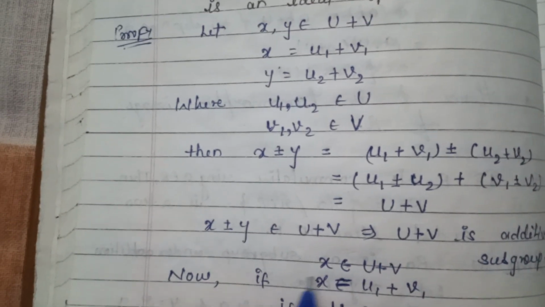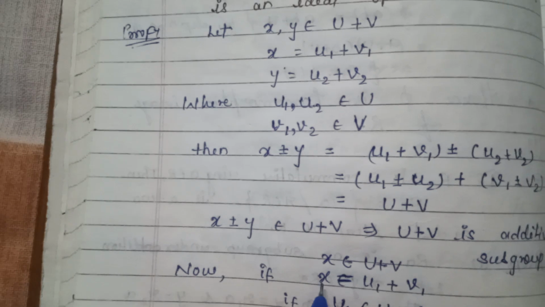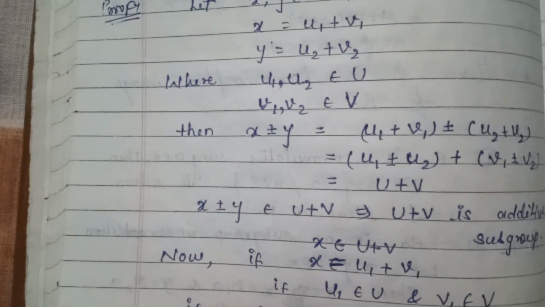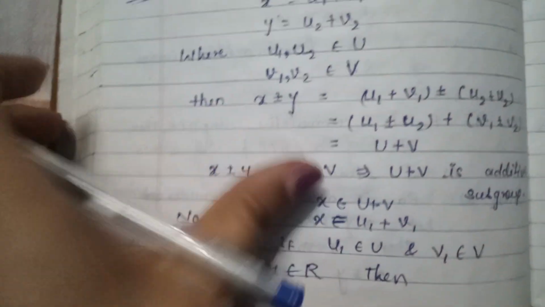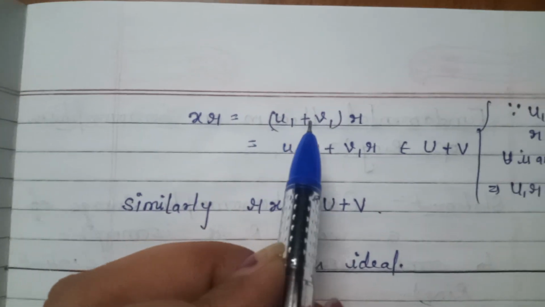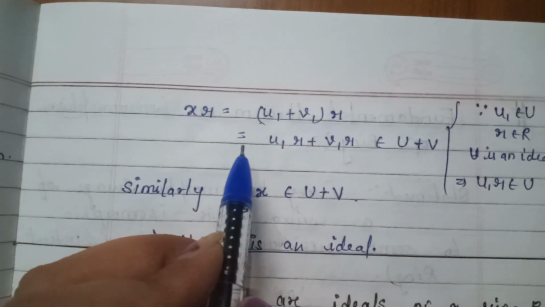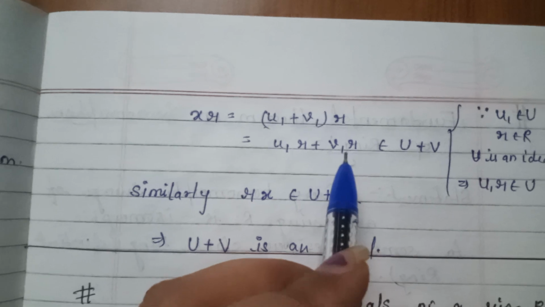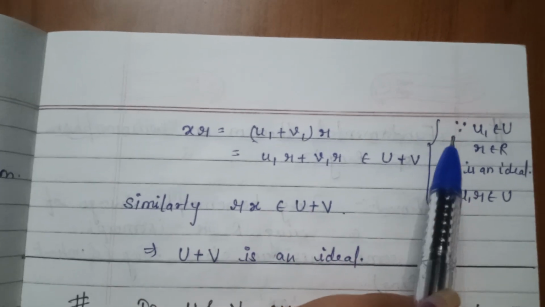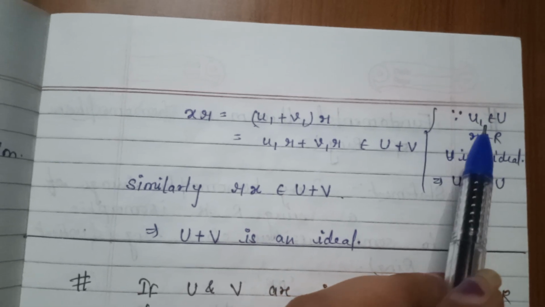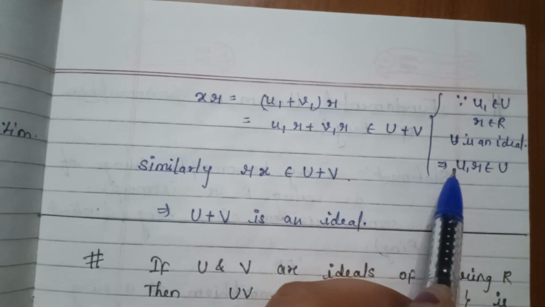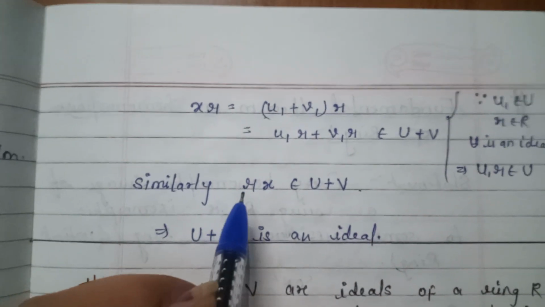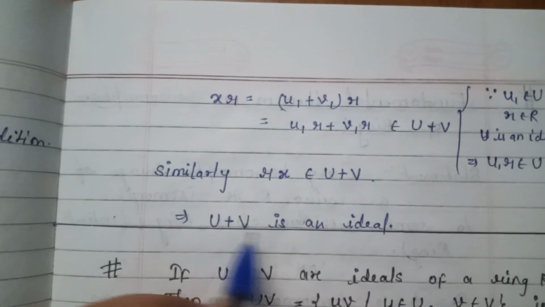Now if x belongs to U plus V and x is equal to u1 plus v1, where u1 belongs to U and v1 belongs to V, if small r belongs to R, then xr is equal to u1 plus v1 r, which is equal to u1 r plus v1 r, which belongs to U plus V. Therefore u1 belongs to U and r belongs to R. U is an ideal, so u1 r belongs to U. Similarly rx belongs to U plus V, so U plus V is an ideal.